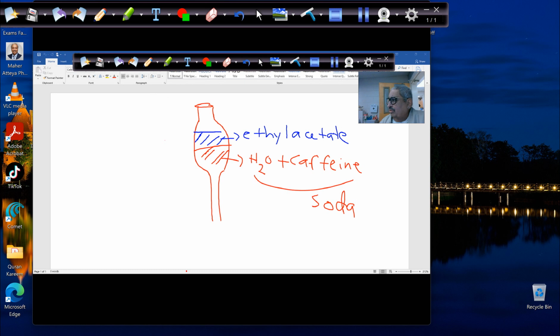Why? Well, it turns out the density is very important. Caffeine is dissolved in H2O, and the density of H2O is 1 gram per ml, and ethyl acetate is 0.99. I'll write you the information in a couple of minutes. But meantime, ethyl acetate is less than 1 gram per ml, it's 0.99. So ethyl acetate will float over H2O.